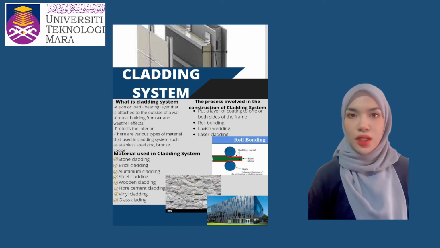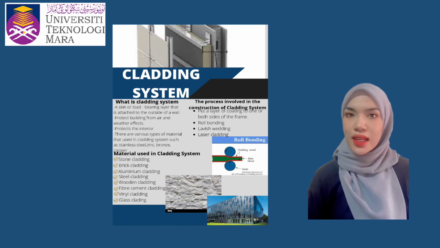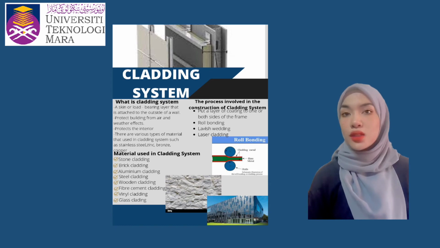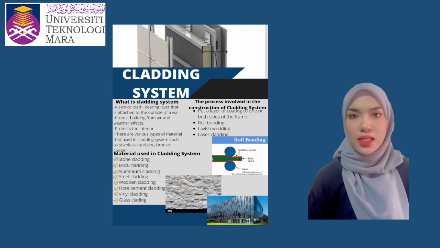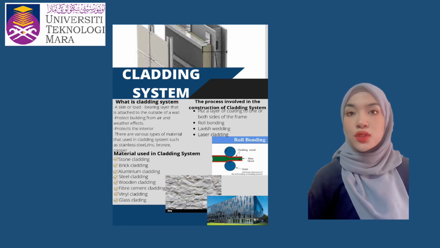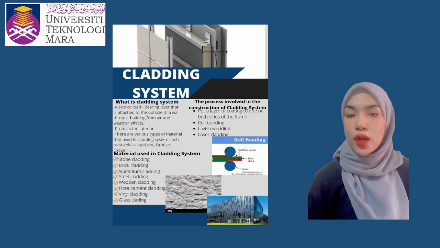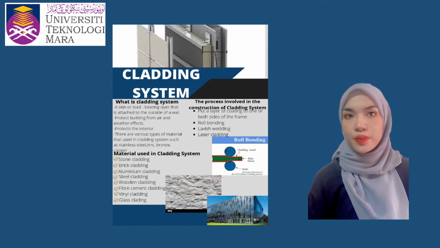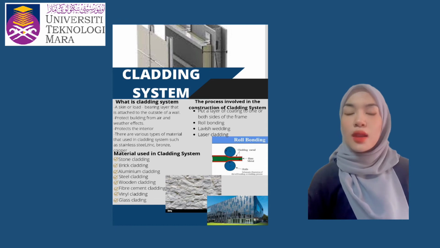Assalamualaikum warahmatullahi wabarakatuh. My name is Nur Hazwani Atira binti Muhammad Khamis, and today I am going to present about the cladding system. The cladding system consists of two components, which is a wall system, for example, light wood frame, and a lining layer. A cladding is a skin or load-bearing layer that is attached to the outside of a wall. Its main role is to protect the building from air and weather effects.